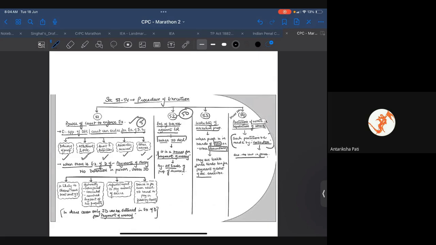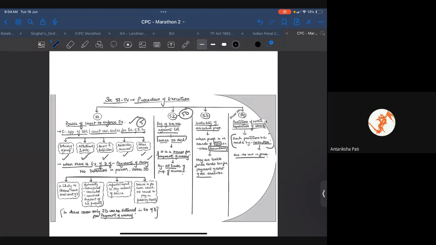Section 52, enforcement of decree against legal representative. If the judgment debtor dies, and it is a decree for payment of money, then it can be done by attachment and sale of the property of the deceased. Now, 53 is liability of ancestral property. When property is in the hands of a son or other descendant, and they are also liable under Hindu law for payment of debt of deceased ancestors, then that can be done. Otherwise, liability of ancestral property as such is not there.